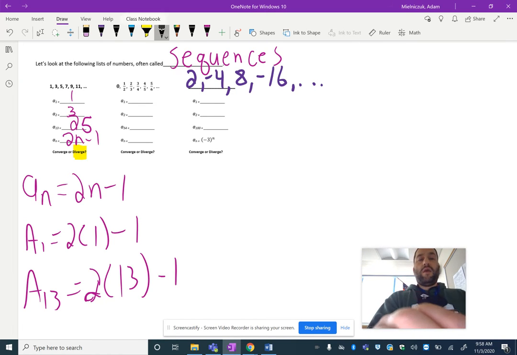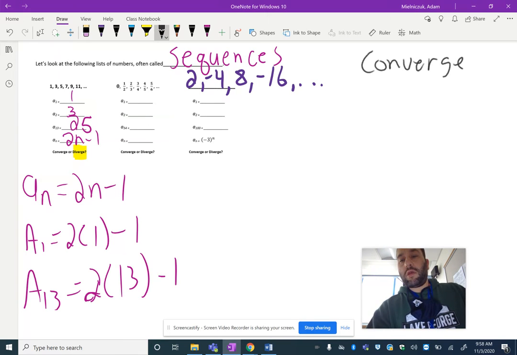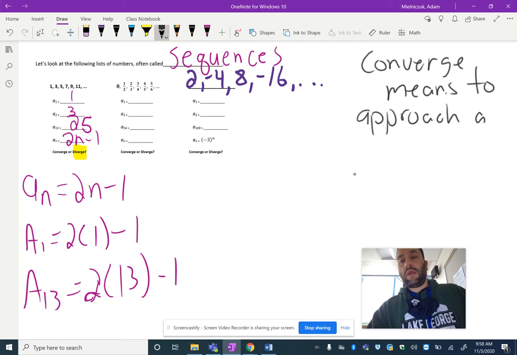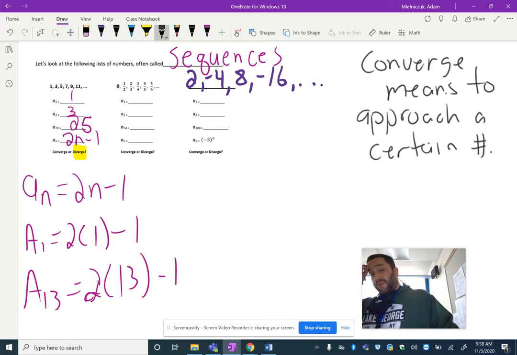All right. We need to remember that converge means to approach a certain number. Okay, and in this situation, it doesn't approach a certain number other than infinity.